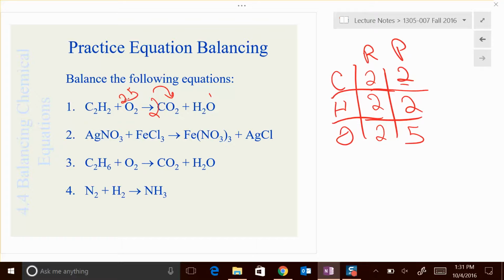So what I do is I multiply everything by 2. Because to get rid of a half, I'd multiply by 2. To get rid of a quarter, I would multiply by 4. Okay? But this is a half, so I multiply by 2. So I say I have 2 C2H2. I have 5 O2s. I have 4 carbon dioxides. And I have 2 waters. By finding the balance and then multiplying everything by 2, I maintain the balance. Okay, let's check.